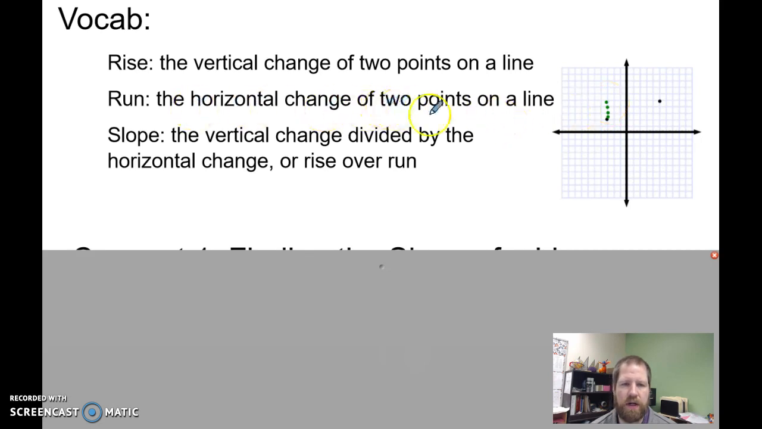Run is the horizontal change, so it's the distance between the 2 points horizontally. And remember, I'm not going diagonally, I'm just going straight across. That's going to be 1, 2, 3, 4, 5, 6, 7, 8. So my horizontal change would be 8. And the slope is the vertical change divided by the horizontal change, or rise over run. So for this, it would be 3, my rise, over my run of 8, and that would be my slope for the line that connects those 2 points.